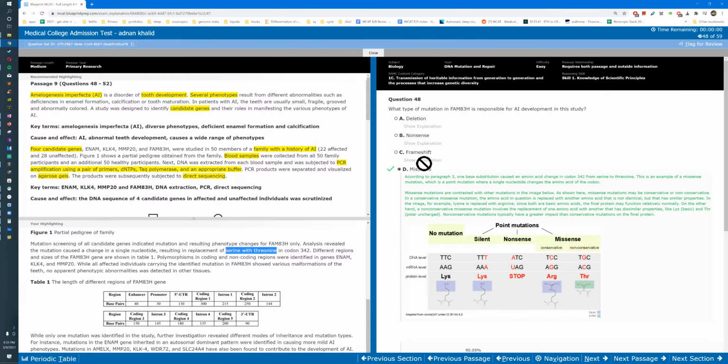Frame shift is if you have addition or deletion not in threes, because the codon is three nucleotides, so it messes up the reading frame. Nonsense is when it makes a stop codon, so it just stops the protein from being built. Deletion is going to mess up the reading frame as well. But anyway, it's a replacement kind of thing.